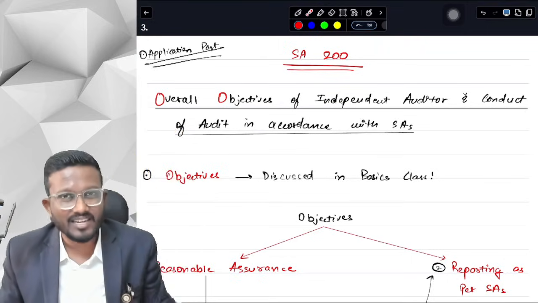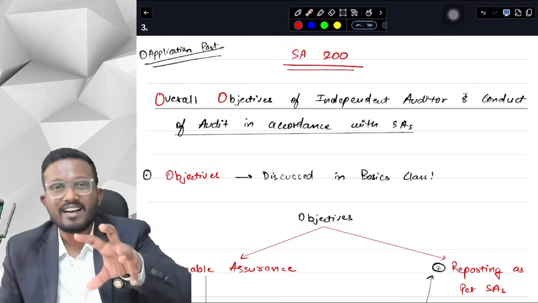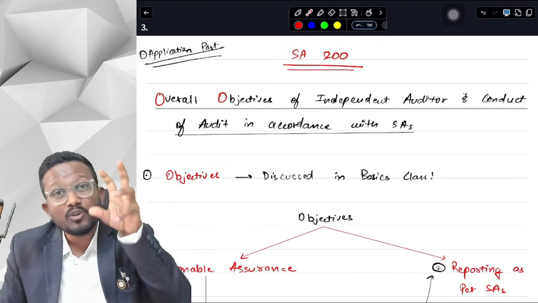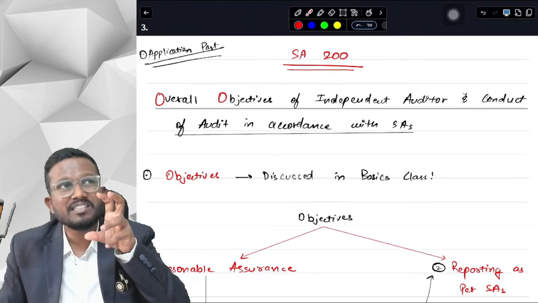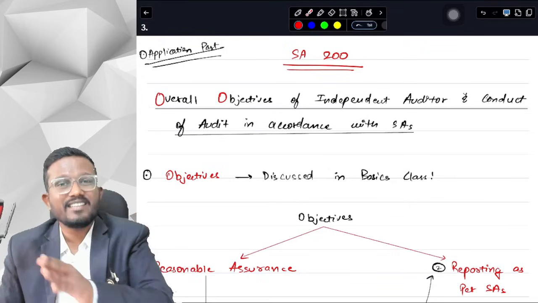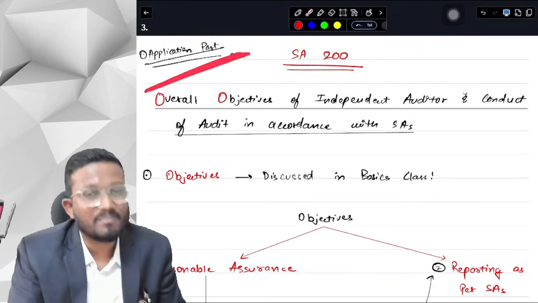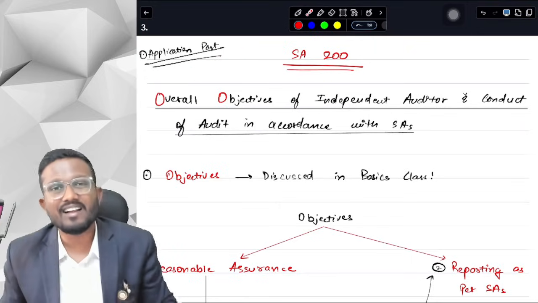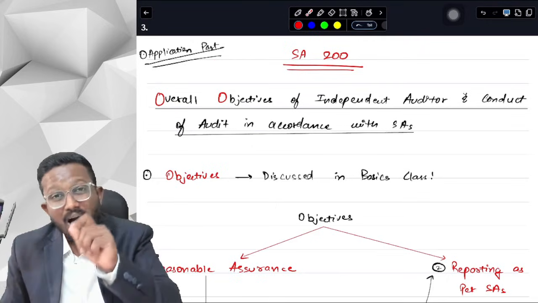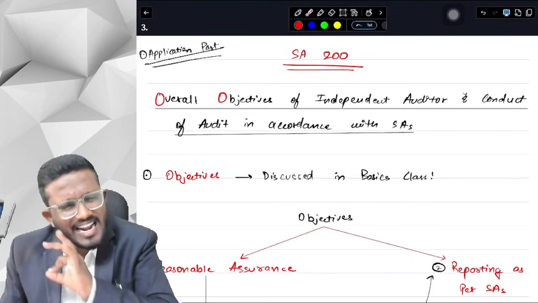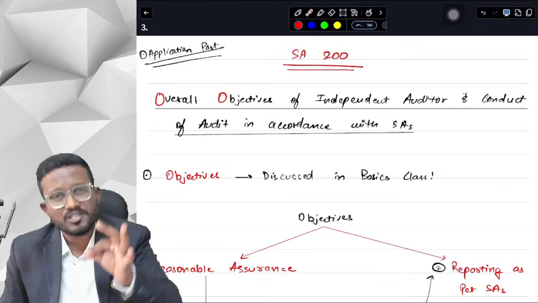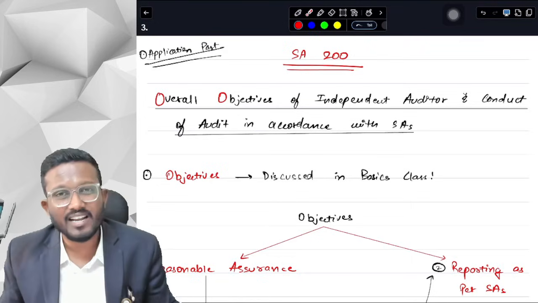So basically what I have done is I have taken the content of these standards from your CA intermediate audit modules, and only those parts that are eligible or that can be asked by ICAI at CA final level. Basically all the application part of all the standards I have included in your concept book, and we will definitely study everything from that concept book. And apart from this, you don't have to refer to anything, not even one word, apart from all the content that we are going to cover in this particular lecture.